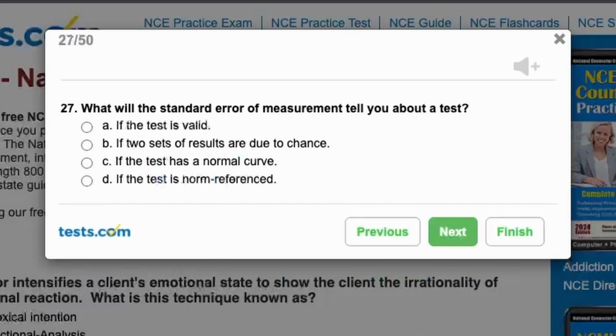What will the standard error of measurement tell you about a test? A. If the test is valid. B. If 2 sets of results are due to chance. C. If the test has a normal curve. Or D. If the test is norm-referenced.